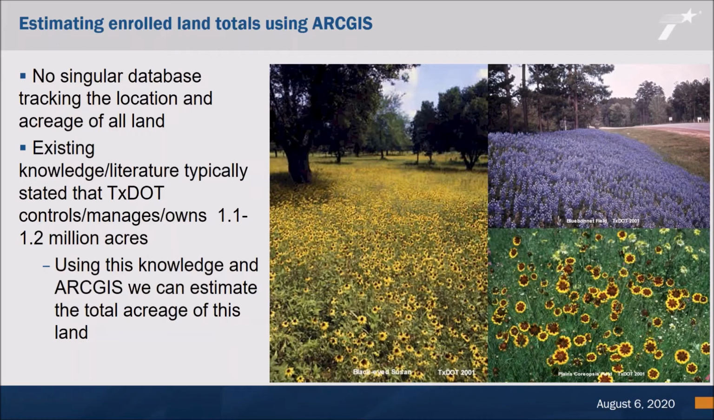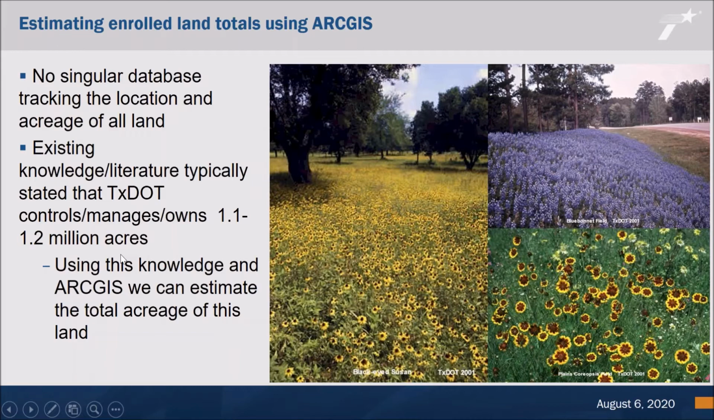We couldn't find a singular database tracking the location and acreage of every single parcel of land that is owned or controlled or managed by TxDOT. I talked with many different divisions that we have, and there wasn't one singular resource like that that would allow us to say we have exactly 1,100,374 acres or something like that. So we had to give it our best estimate.